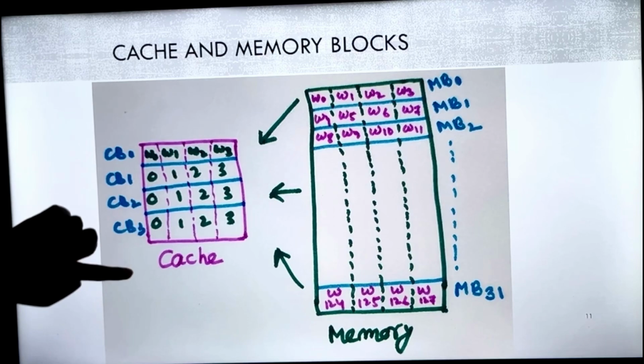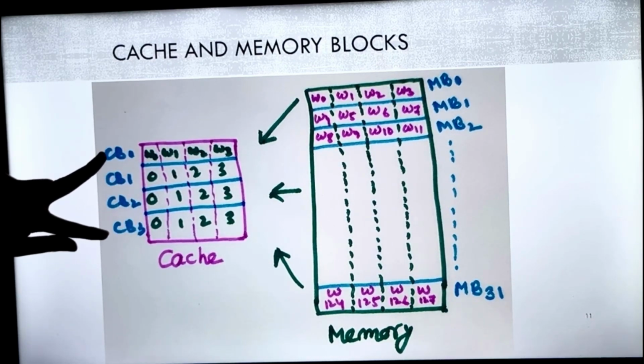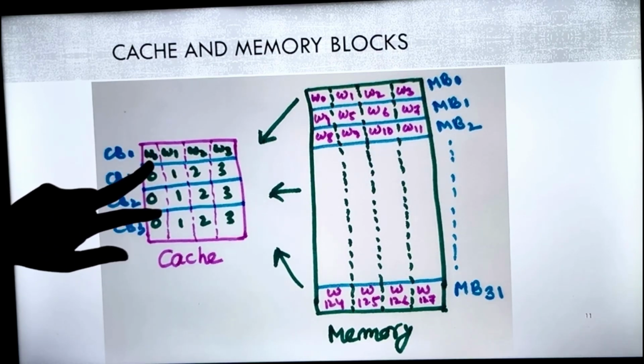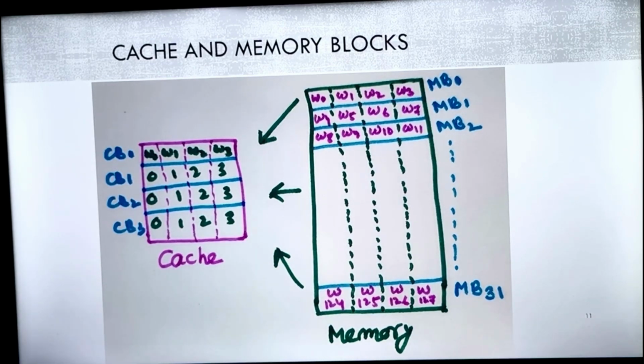So if you see this cache diagram, then I have only how many blocks? 4 blocks. So I can store only 4 blocks from my main memory, and this block size of cache is exactly the same as the block size of main memory. You understood that? I think that's clear.